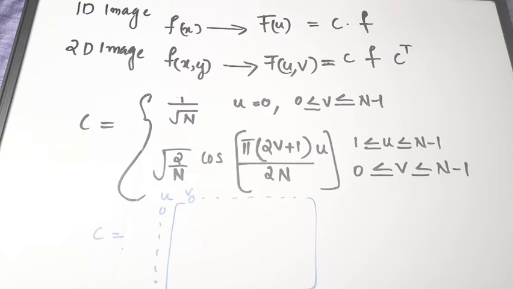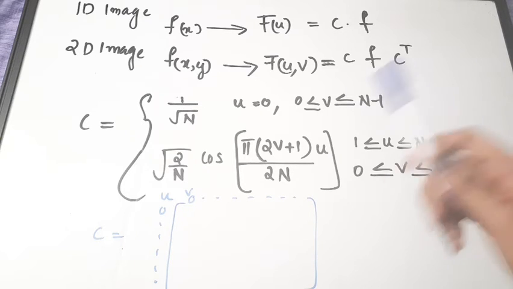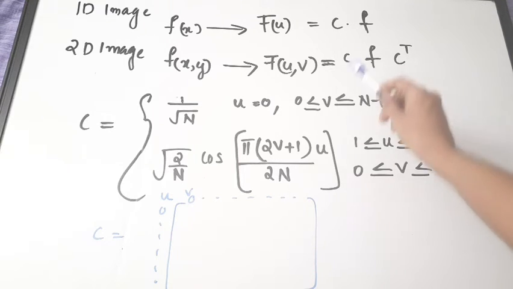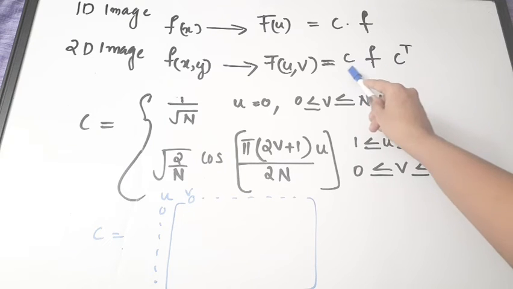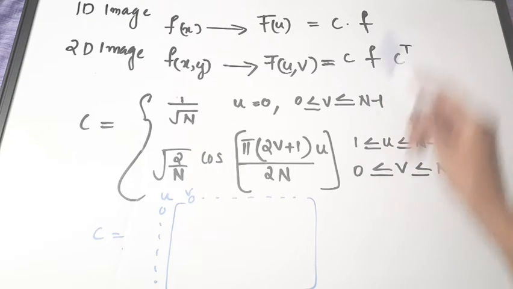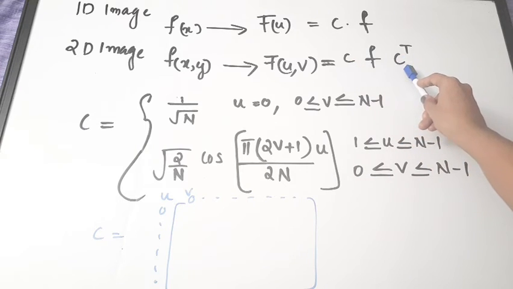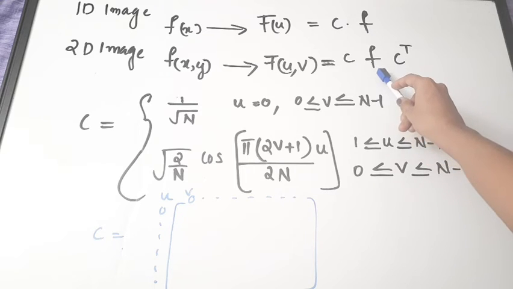Now, consider that you have been given a 2-dimensional image. In order to convert that 2-dimensional image to the DCT domain, you have to first form the DCT matrix, that is C, then perform the operation C F C transpose. This is the DCT matrix, this is the transpose of the DCT matrix, and F is your 2-dimensional image matrix. You have to perform this operation to convert that 2-dimensional image to the DCT domain. I hope this much is clear.